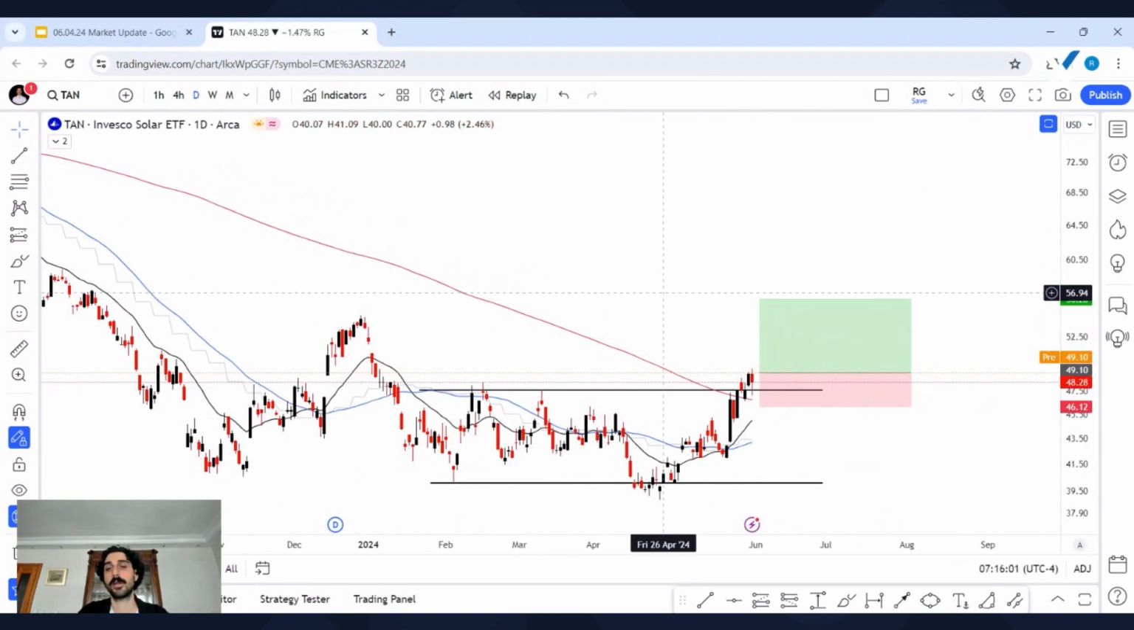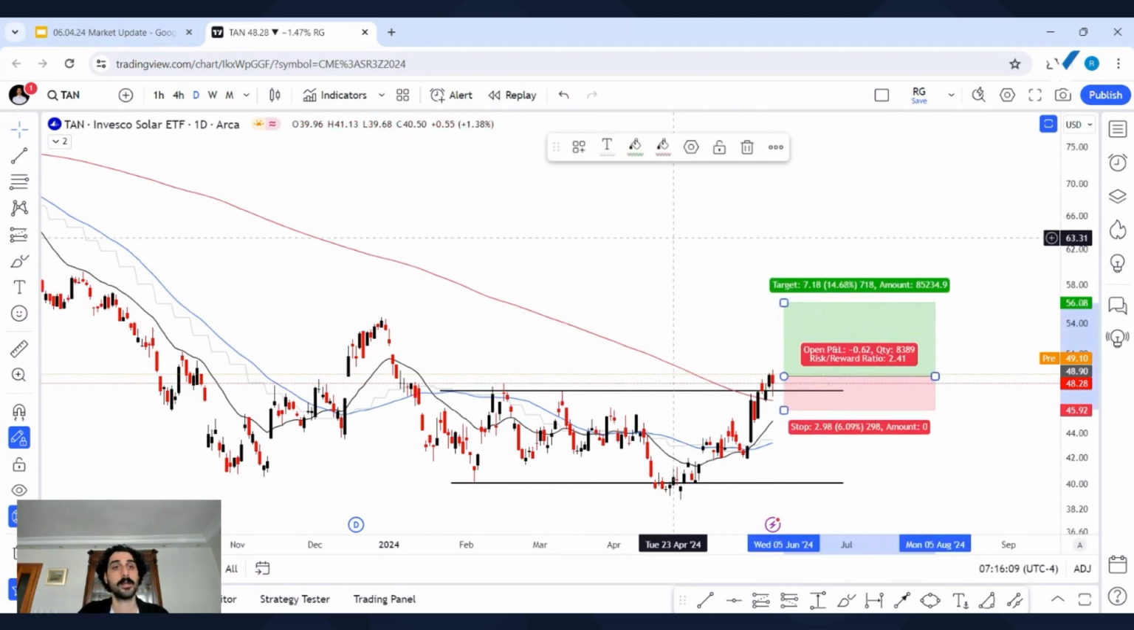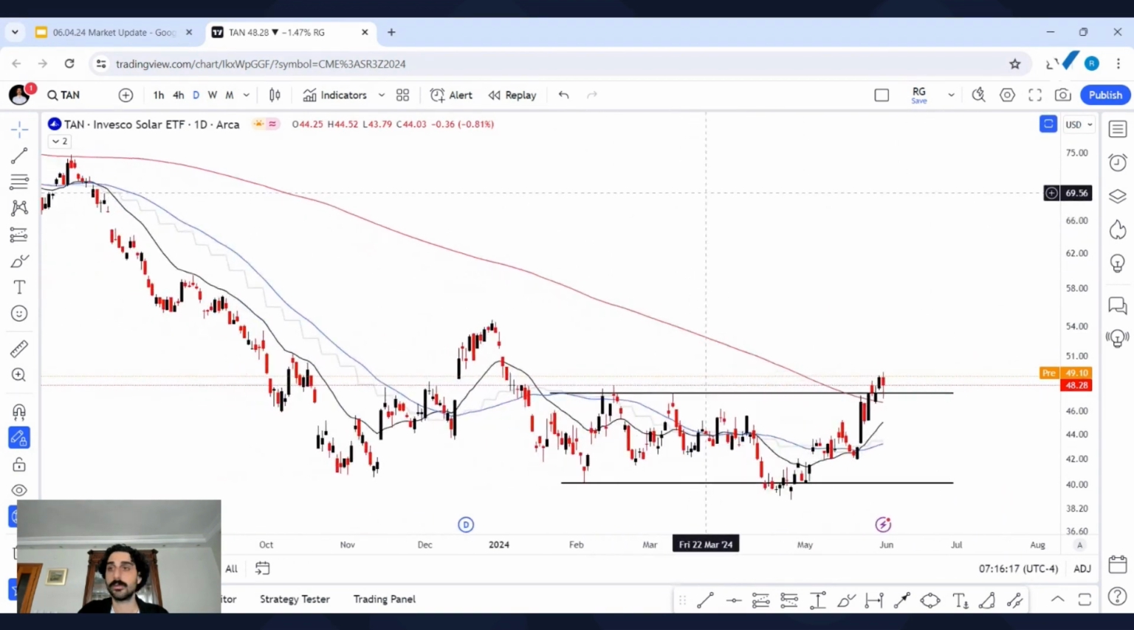after a tightness, after a longer consolidation, from what I observed up until now, it seems more healthy for me. And also I would like to show you a few more charts.